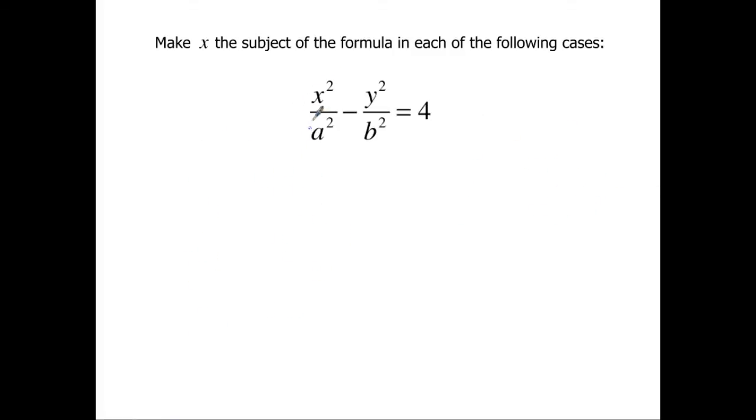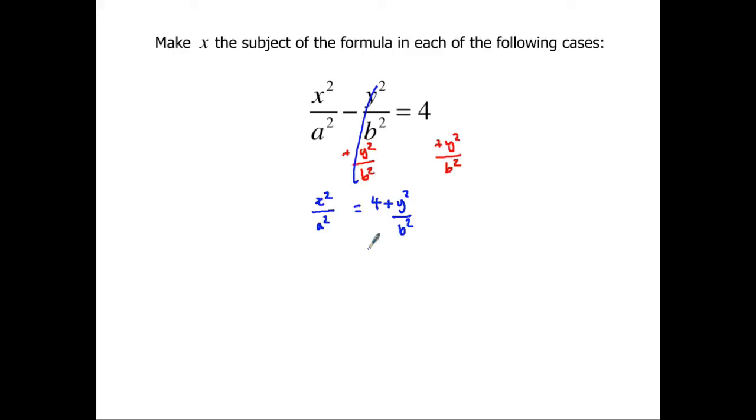Again, we need to make x the subject of the formula here, and there's lots of things stopping it from being on its own, but I can just move this lump here, y squared over b squared, by just adding that to both sides straight away. So let's do that, and that will remove it from here and leave us with just the x squared that we want over a squared, and that will equal 4 added to y squared over b squared.